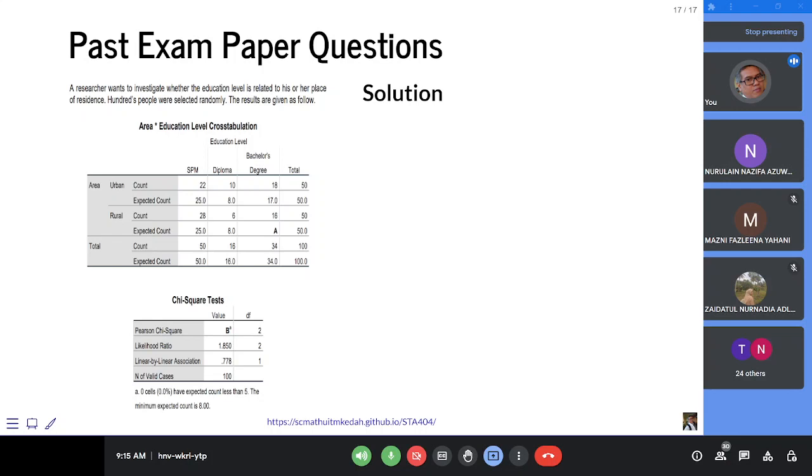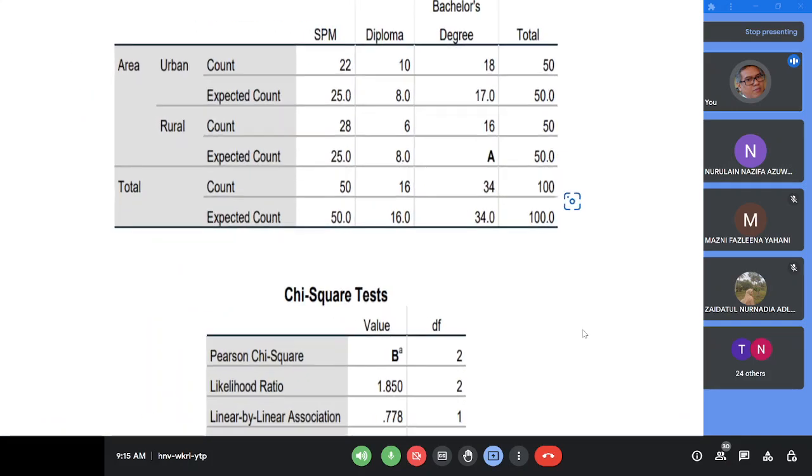Okay, so that is for the second example, and this is from the past semester exam papers, and we will do this later on. You can just see how they present the data to you in the final exam. So these are the things that you can see. They give you the contingency table together with the count and the expected count.